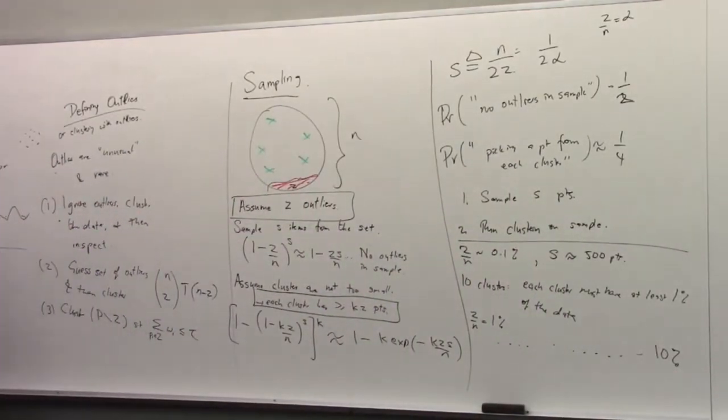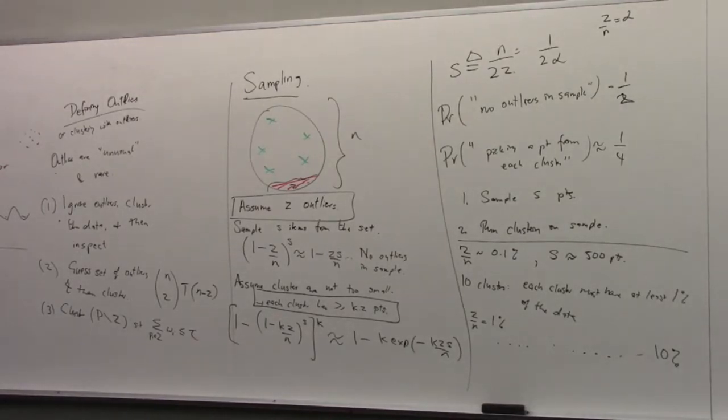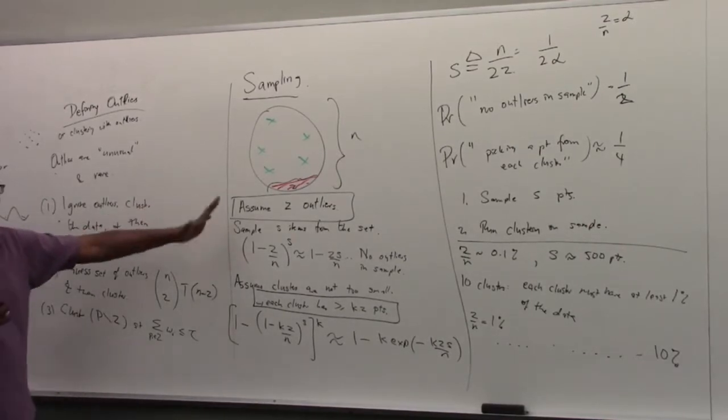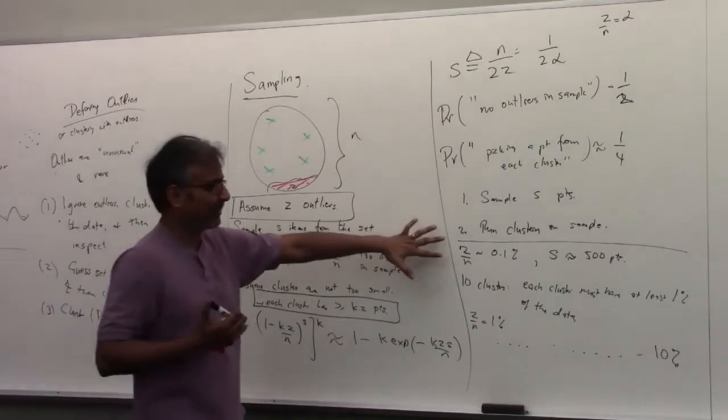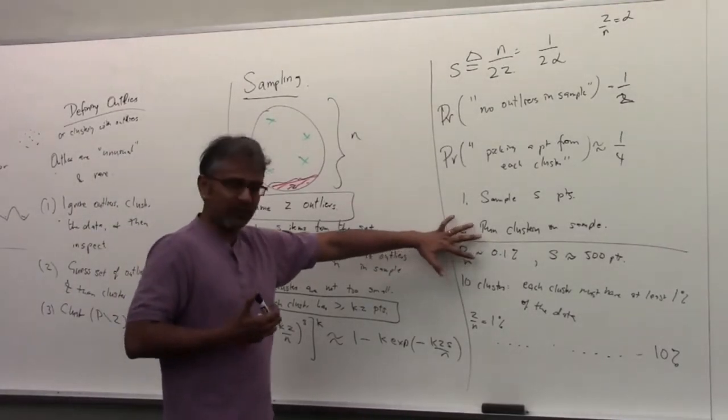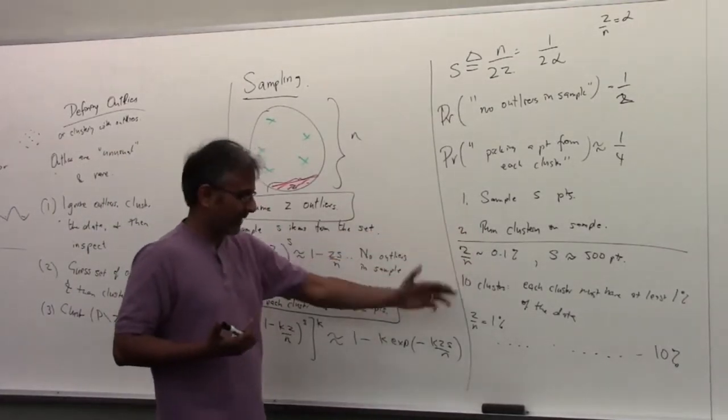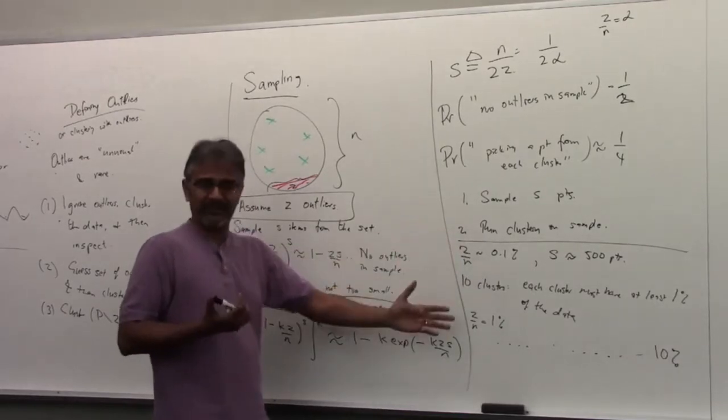If you have 10 clusters and each cluster must have 10% of the data, what do you actually say? You're saying that every cluster has to be exactly the same size, and they have to exactly partition it. That's never going to happen. That's very rare. So while the sampling algorithm works if the number of outliers is really small, it starts breaking down as soon as your number of outliers goes above a certain level.